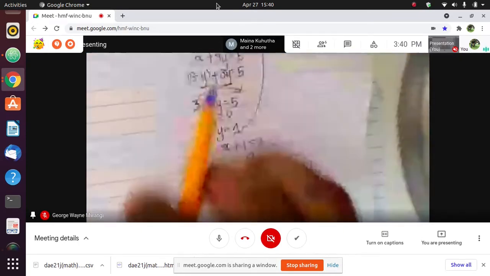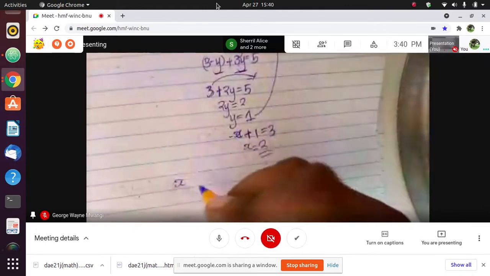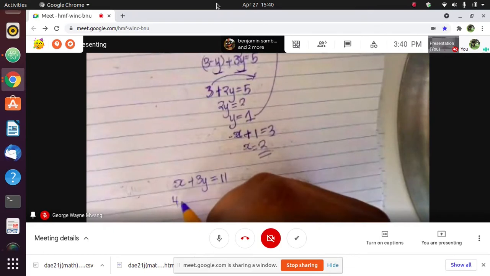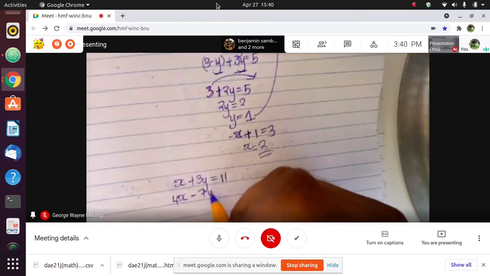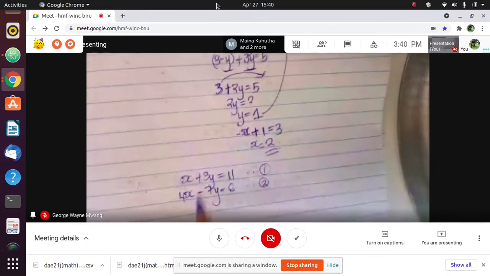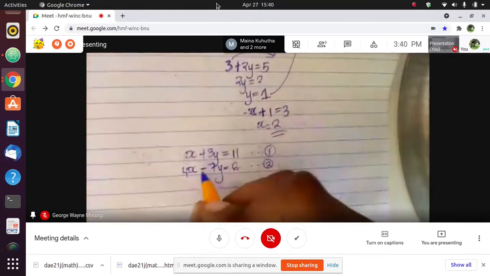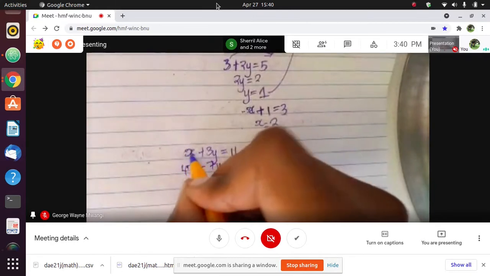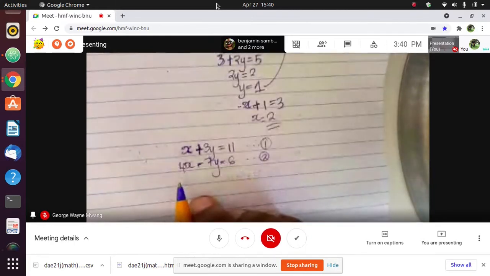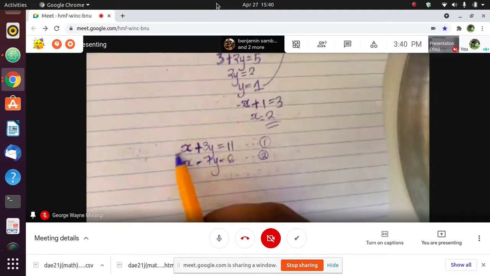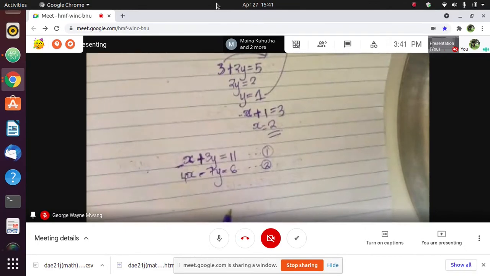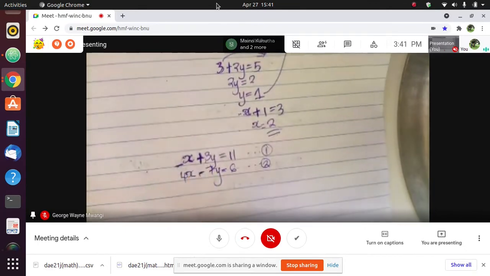Let us try this one. We have x plus 3y is equal to 11. And the second equation is 4x minus 7y is equal to 6. We have equation 1 and we have equation 2. Always make the easiest variable the subject, the one that has no coefficient, it will be easier for you to calculate. Now, let's take equation 1 and we make x the subject.